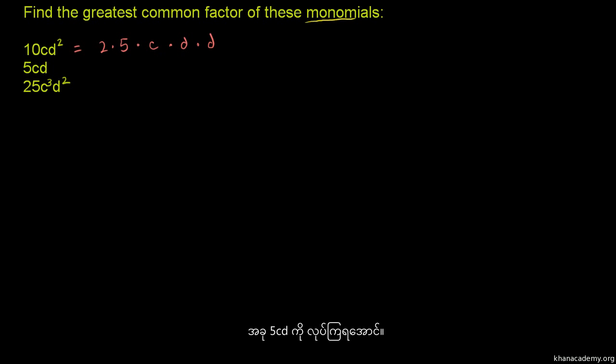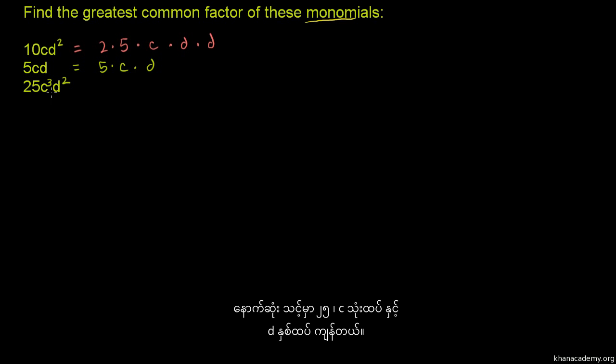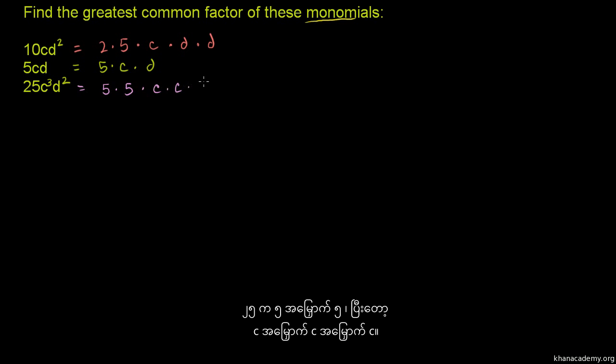Now let's do 5cd. Well, 5 is prime, so its prime factorization is literally just 5. C, you can't break that down anymore, that's just a c, and then times a d. So we really didn't do anything to this expression. And then finally, you have 25 c to the third d squared. Well, 25 is 5 times 5. And then we have times c times c times c, that's what c to the third is. And then we have times d squared, times d times d.